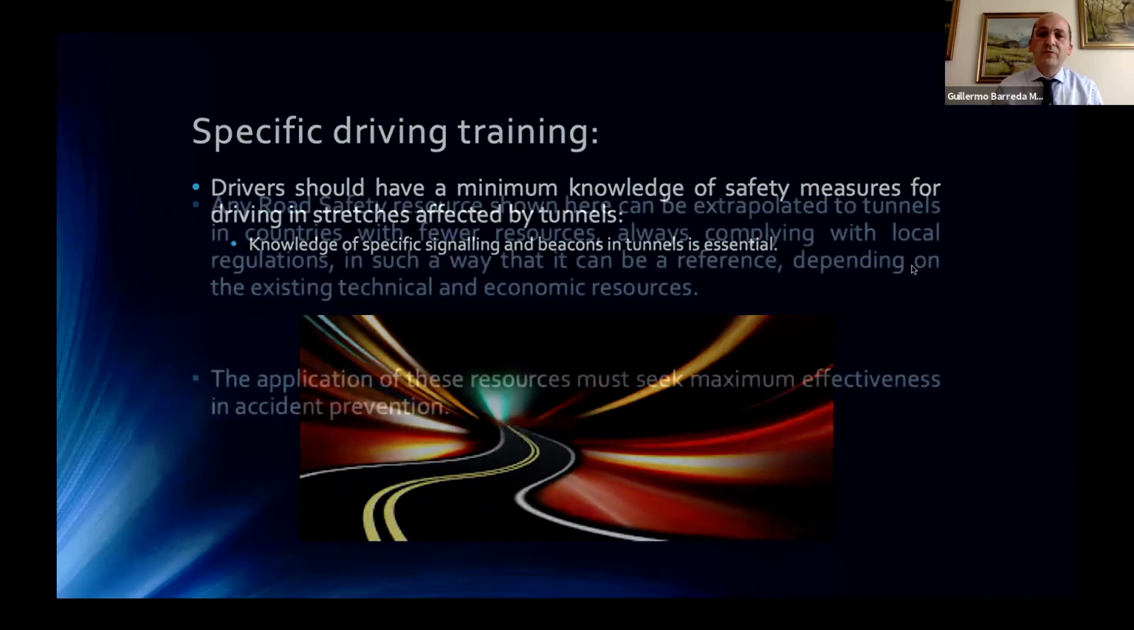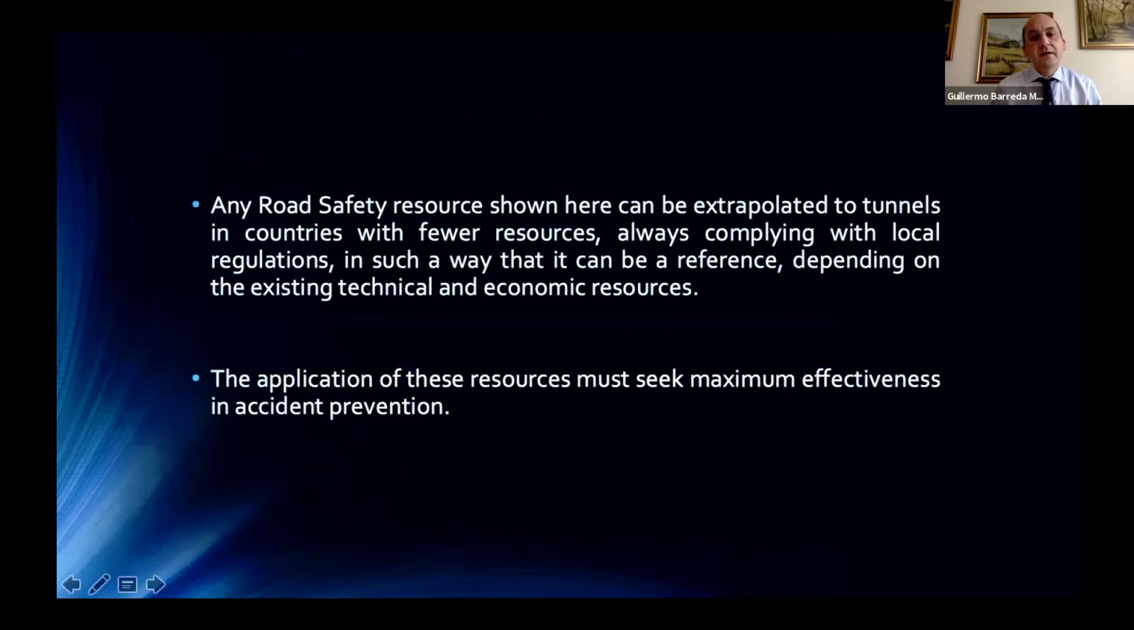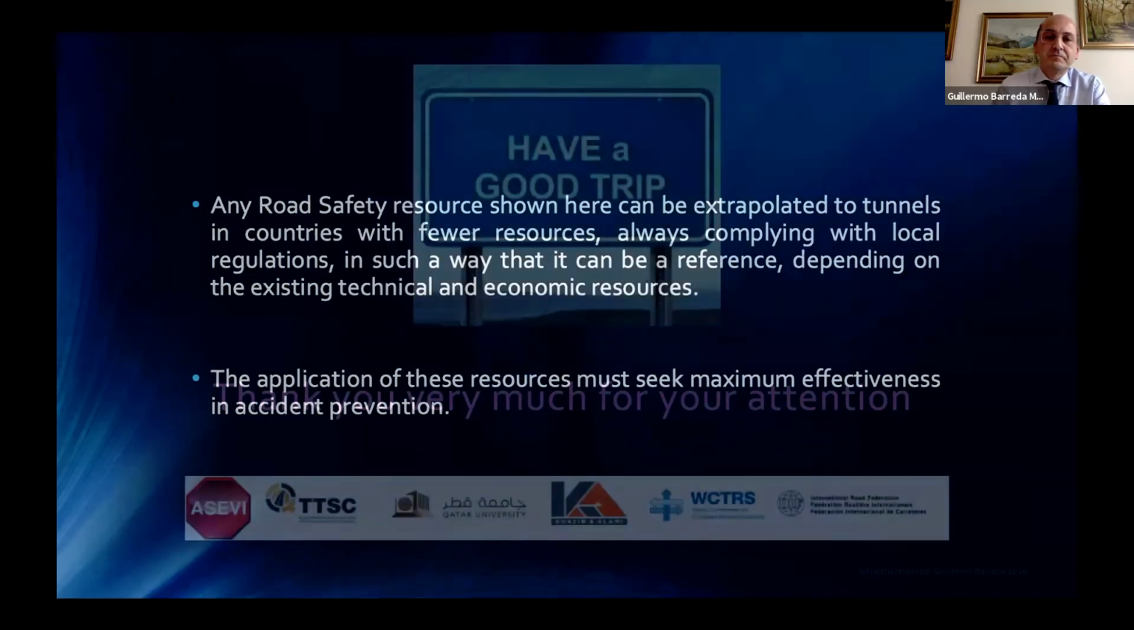It is very important to consider this sentence. Any road safety resource shown here can be extrapolated to the tunnels in countries with fewer resources, always complying with local regulations, in such a way that it can be a reference depending on the existing technical and economic resources. The application of these resources must seek maximum effectiveness in accident prevention. So that is a way to apply this knowledge to other countries without any specific standards for tunnels.